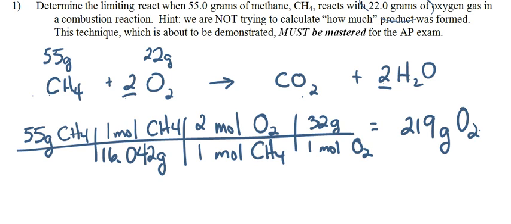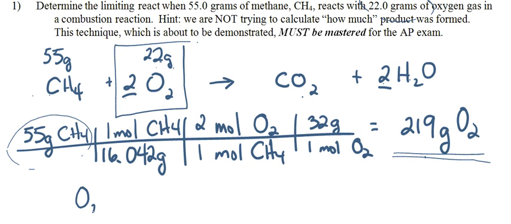Okay. All right, so let's talk about what that value means. If I were to combust or completely use all 55 grams of my methane, I would need at least 219 grams of oxygen. At least. Do I have that much oxygen? I do not. I only have 22 grams. So, who is my limiting reactant if it requires 219 grams to completely use up all the methane? Well, I don't have 219 grams of oxygen. I only have 22. So that means that my oxygen is my limiting reactant. Okay? Does everybody see that?